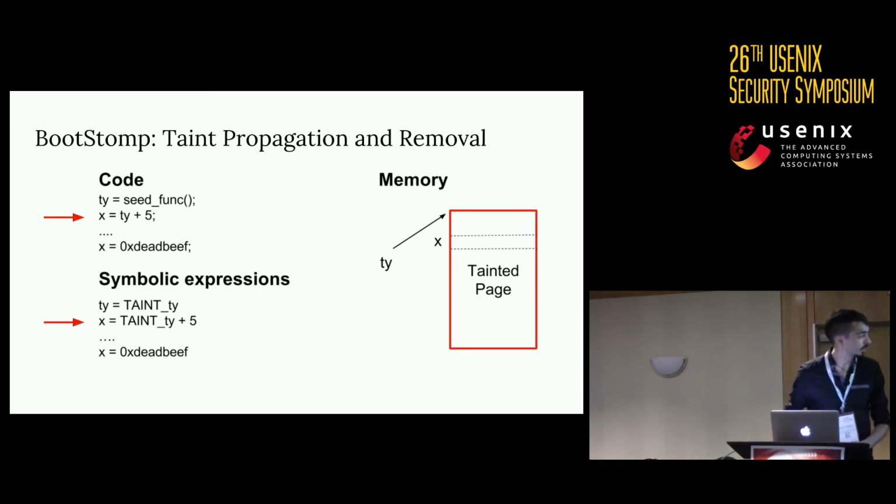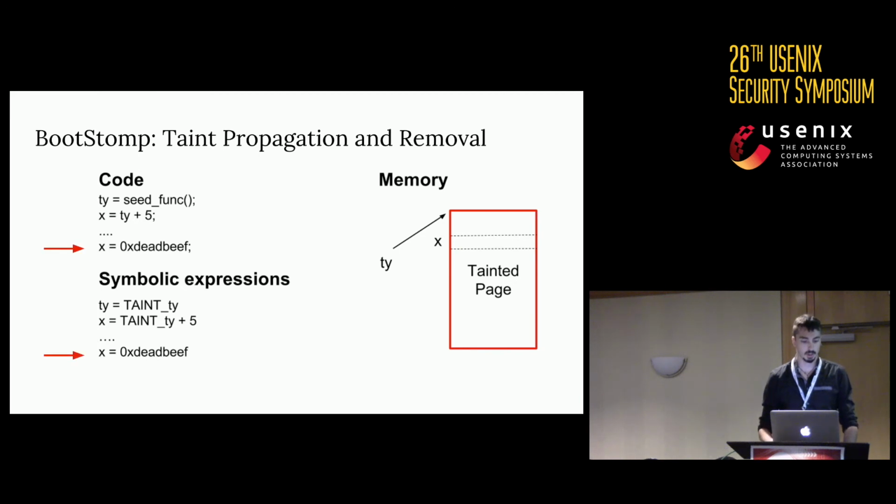As you can see from this simple example, the variable x encodes how the taint has been propagated from the very beginning up to its assignment. And this is how taint propagation works. On the other hand, if x at some point takes some hard-coded value, in a symbolic world the same happens. And this is how the taint is removed.